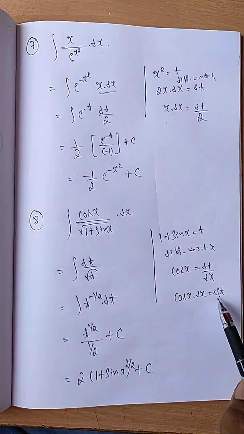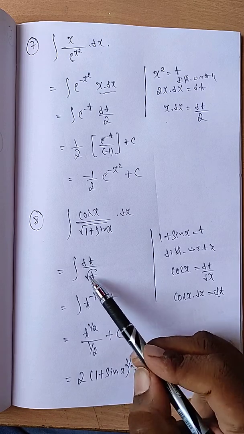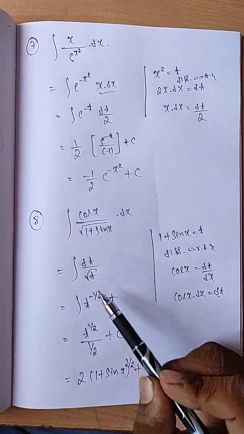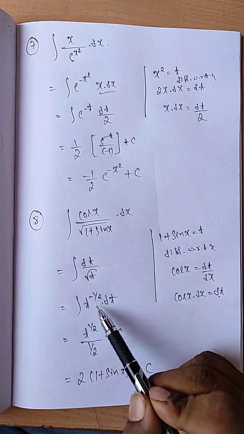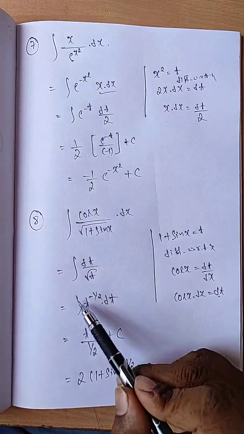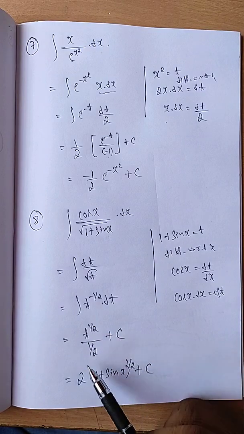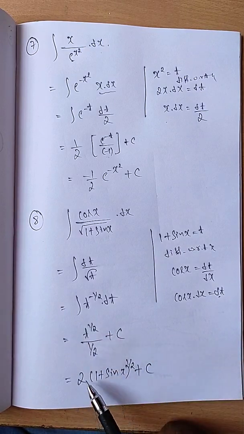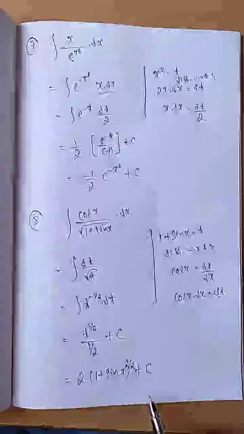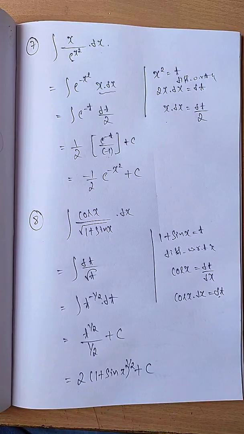So cos x into dx is dt by root t. If this root t comes to the numerator, then we write t to the power of minus 1 by 2. What is the integration of t to the power of minus 1 by 2? It is t to the power of 1 by 2 by 1 by 2 plus c. The reciprocal of this 1 by 2 is 2, and t is 1 plus sin x to the power of 1 by 2 plus c. So this is the answer. Is it clear? Is it okay? So take a screenshot of this problem and copy it to your notes.